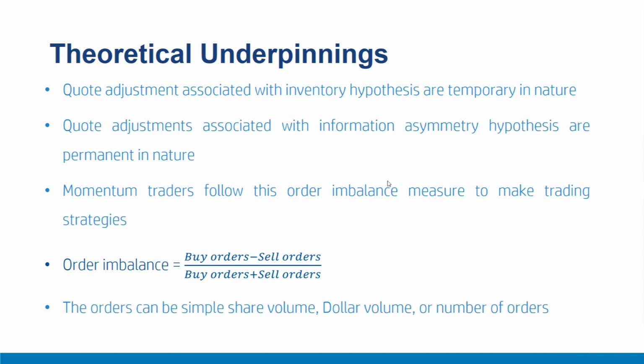Order imbalances can be easily measured with the formula provided here. Order imbalance equals buy orders minus sell orders, divided by buy orders plus sell orders. Here, buy minus sell can be in terms of simple share volume, dollar rupee volume, or number of orders.